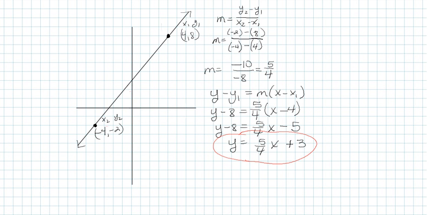Remember, our formulas to know are: this is a slope formula, where m equals y sub 2 minus y sub 1 over x sub 2 minus x sub 1. Our slope-intercept form, which is y equals mx plus b, and our point-slope form of y minus y sub 1 equals m times the quantity x minus x sub 1.